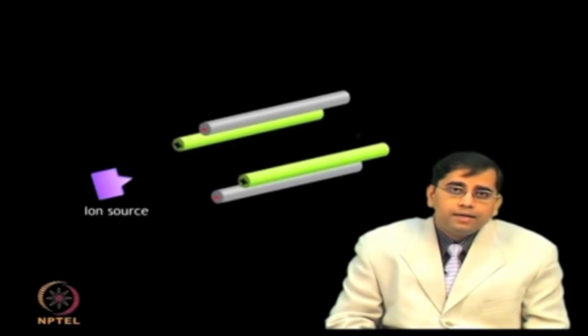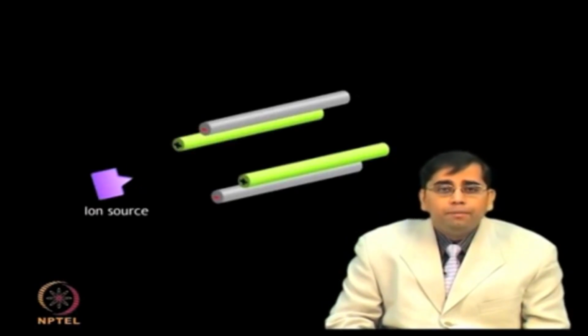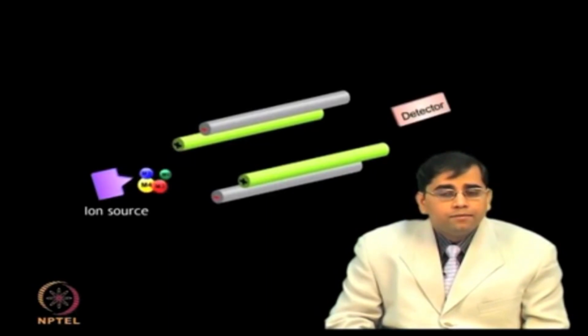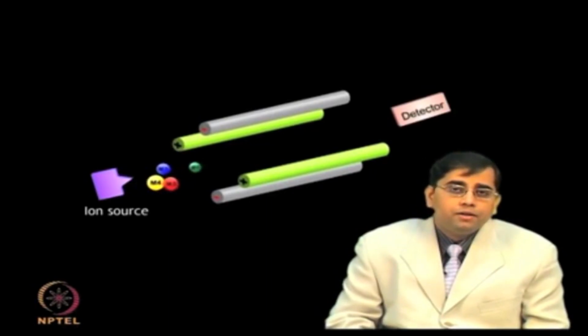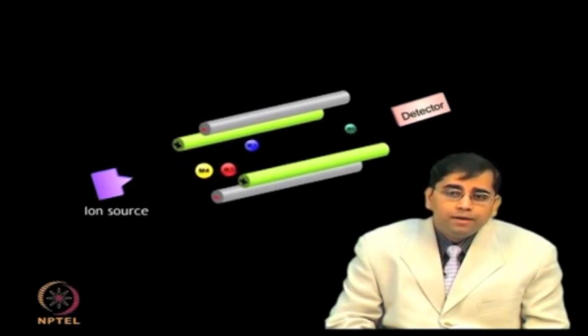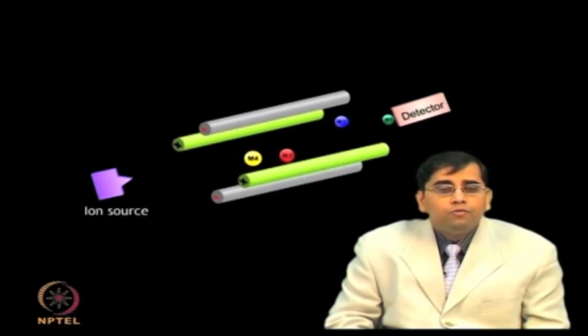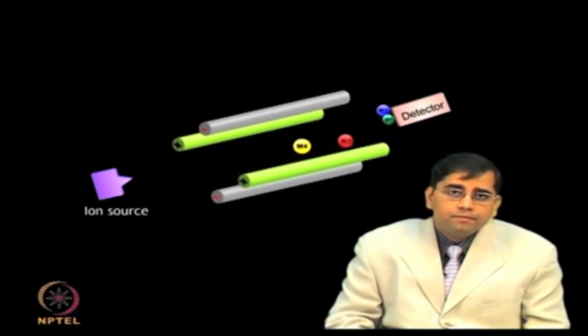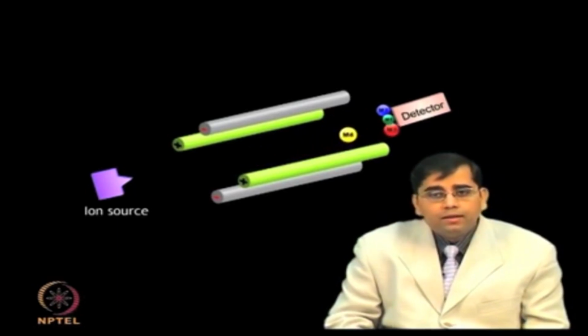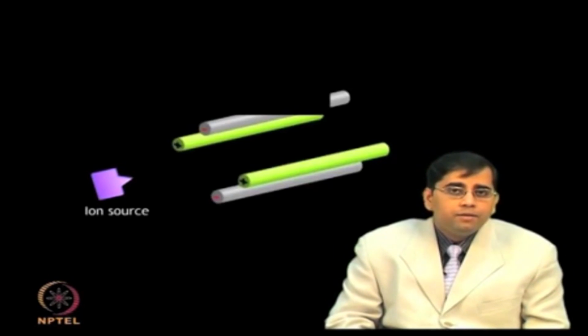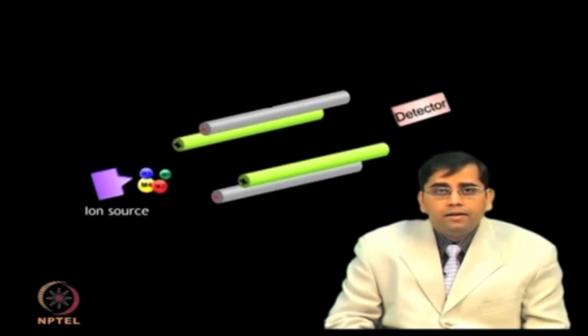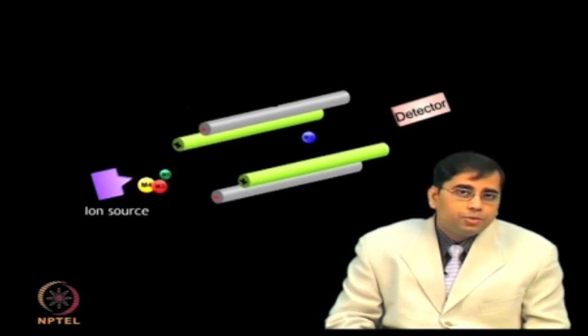Quadrupole consists of 4 parallel metal rods and mass separation is accomplished by the stable vibratory motion of ions in a high frequency oscillating electric field that is created by applying direct current and radio frequency potentials to these electrodes.